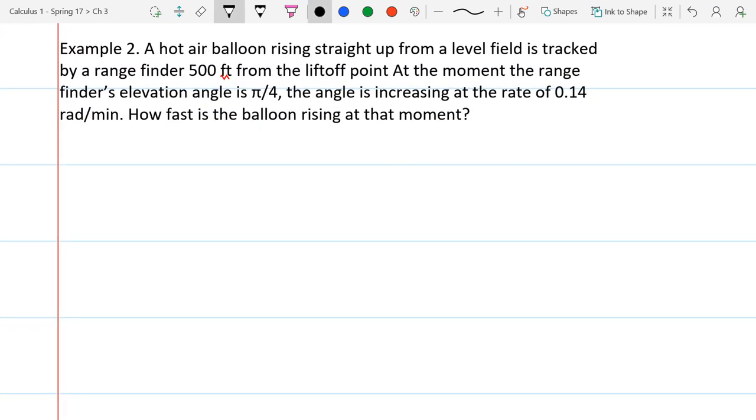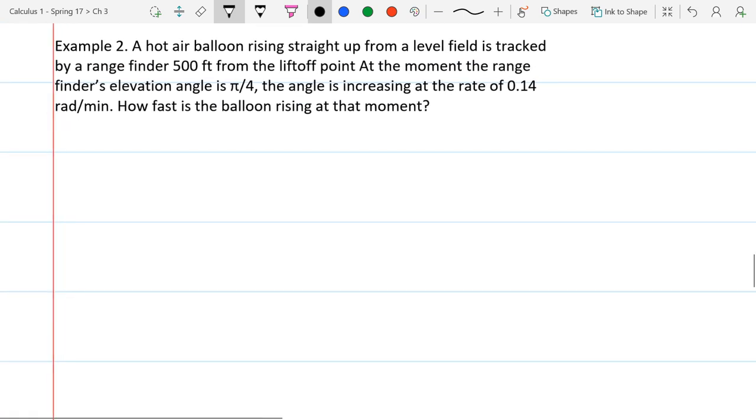So again, you can just leave some space in your notes, however much it will take you to copy this down, and then write down what I write and copy down the problem later. So we have a hot air balloon rising straight up from a field, and we're tracking it with a rangefinder. It's 500 feet from the liftoff point. At the moment, the rangefinder's elevation angle is pi over 4. The angle is increasing at a rate of 0.14 radians per minute.